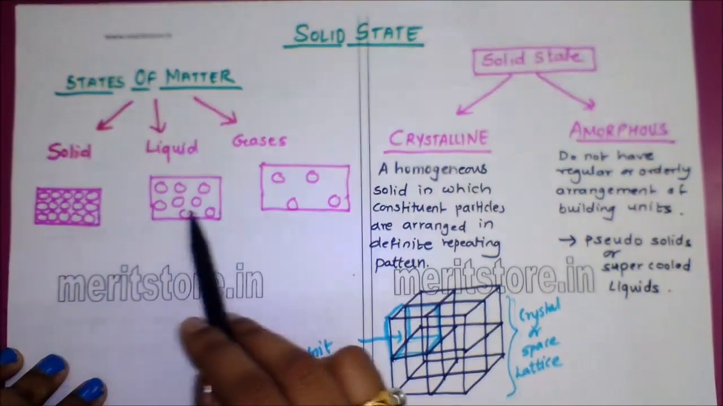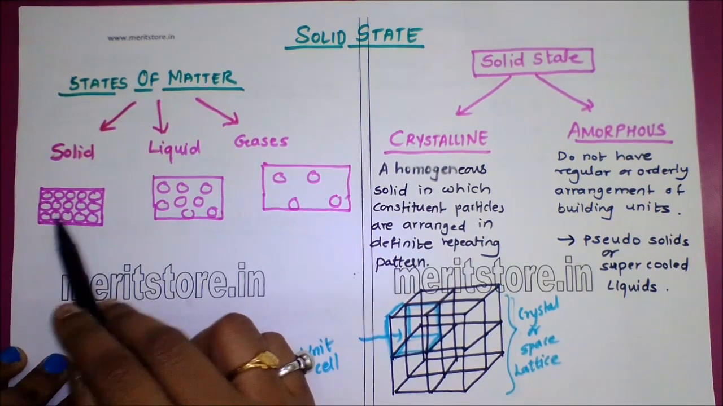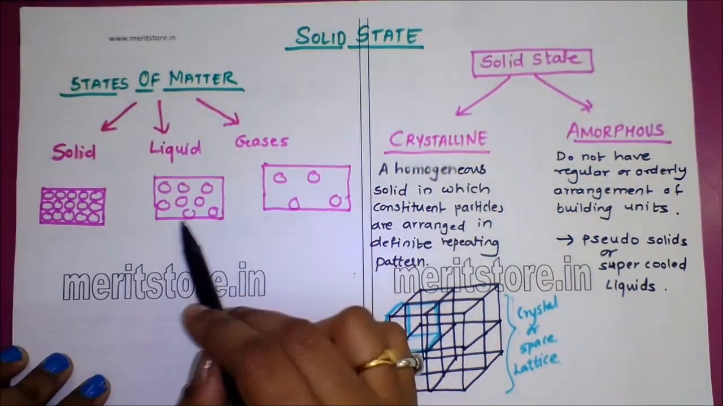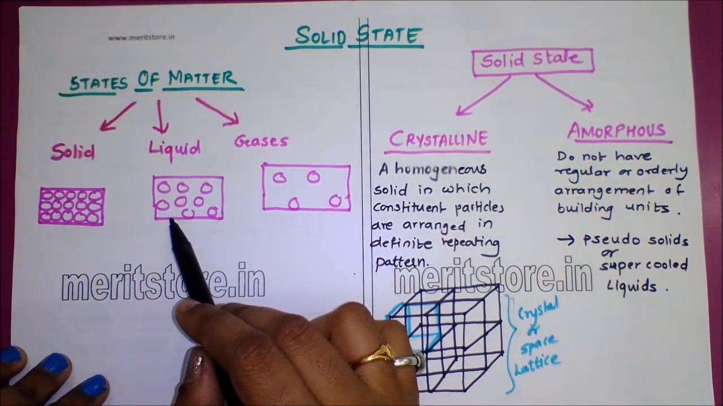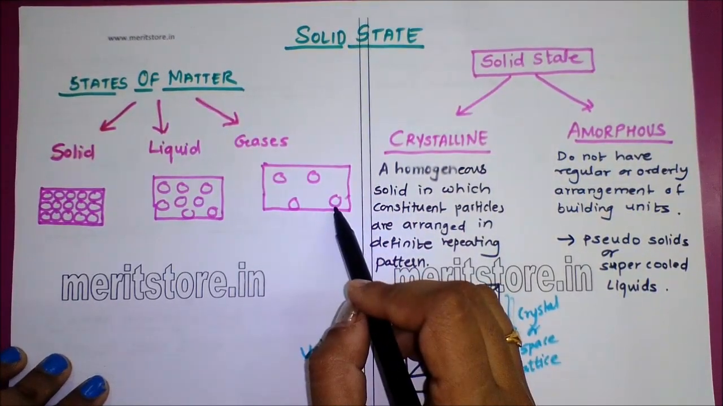In case of the particle arrangement, in the solid state we have a very close packing of the particles. That packing becomes intermediate, or a little bit away from each other, in case of liquids, and in case of gases, they are far away from each other.